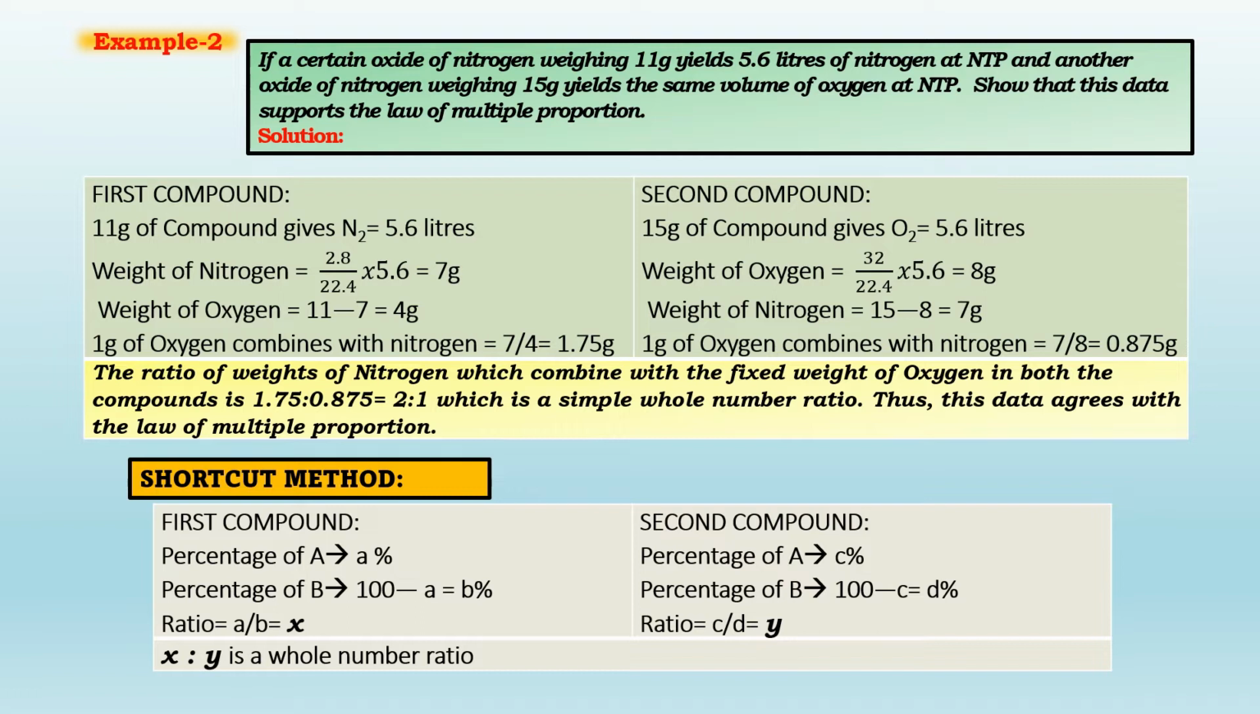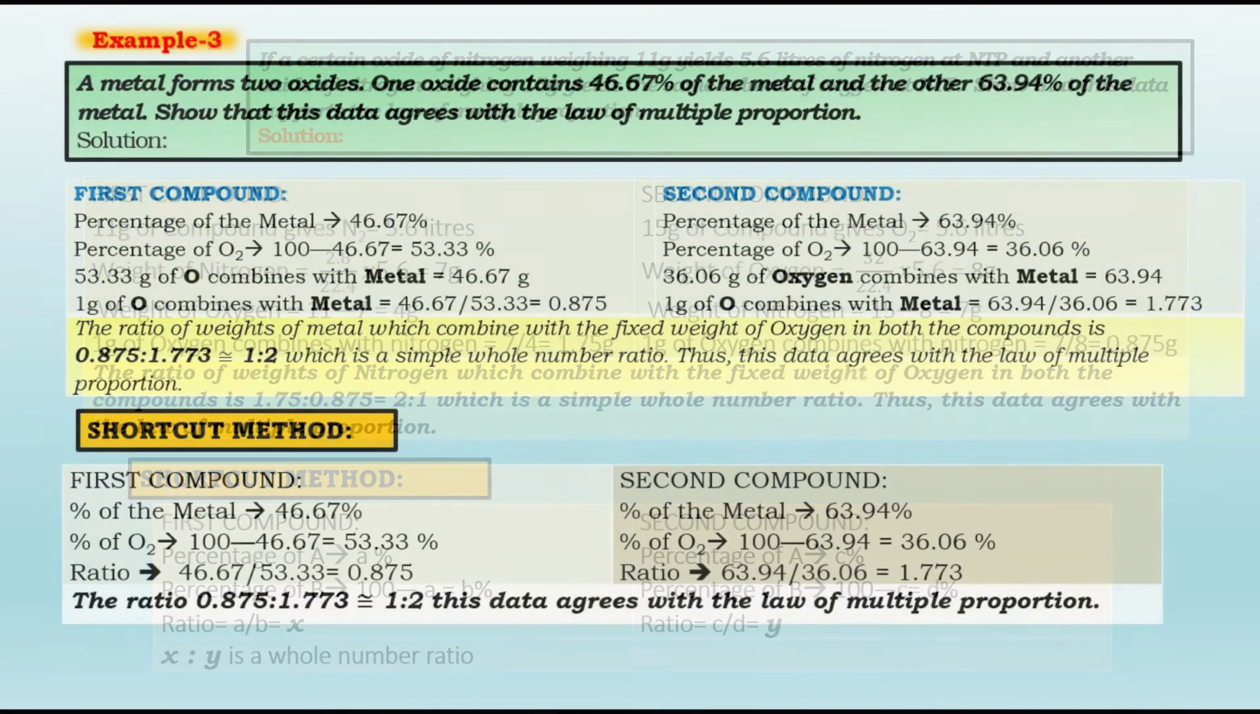Shortcut method. First compound, percent of A is A%, percent of B is B%, the ratio is equal to A is to B, let us take it as X. Second compound, percent of A is C, percent of B is D, the ratio is equal to C is to D, that is equal to, let us take as Y. X is to Y bears a simple whole number ratio.